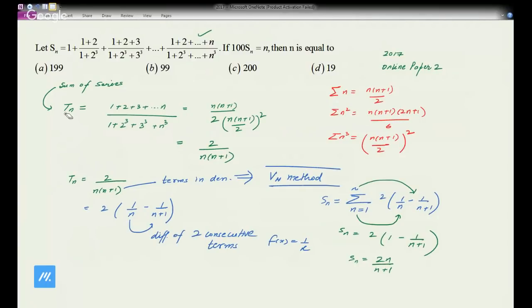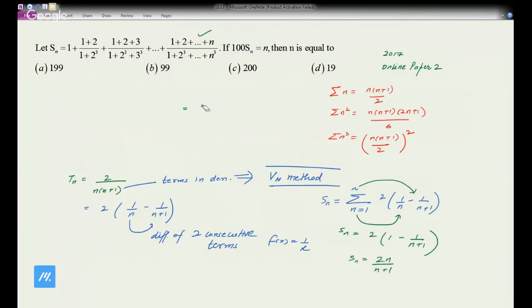So now the question seems to be very simple. Just quickly put in the relation. And notice the pattern: we talked about how there are only 4 or 5 things which are asked from this chapter. So this says 100 Sn is equal to n. This becomes 200n by n plus 1 is equal to n. n can be cancelled out because n cannot be equal to 0. So this becomes 200 is equal to n plus 1. Straight away the answer comes out to be n equal to 199.